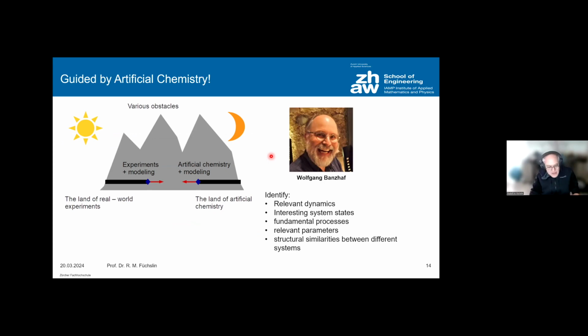Now, how can we study control? Always doing experiments is very difficult because experiments are terribly complicated. And therefore, I think you from the artificial life scene, it's probably not too difficult to advertise this here, but of course we should do artificial chemistry. Artificial chemistry can help us to identify relevant dynamics and interesting system states and relevant parameters in a system. And of course, we can exploit the structural similarity between different reaction systems. And here you see one of the big champions of the field, Wolfgang Banzhaf, whose work I highly admire.